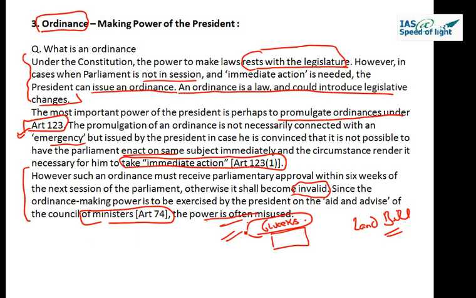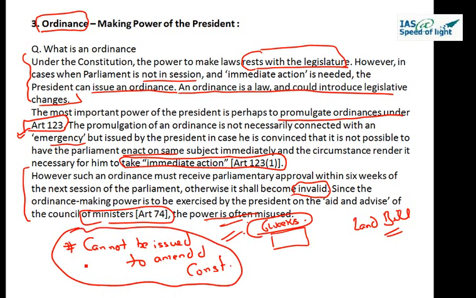Now another thing to understand here is that the ordinance-making power of the president will have the same limitations as the central laws. For example, it cannot abridge a fundamental right, and it cannot violate the basic structure of the constitution. And also, one important thing is that these ordinances cannot be issued to amend the constitution. A very important point to remember: cannot be issued to amend the constitution.